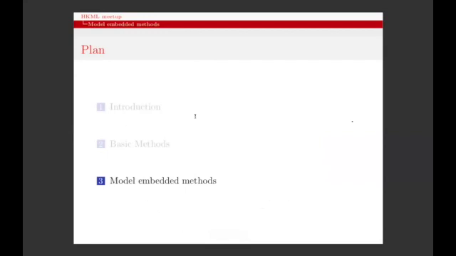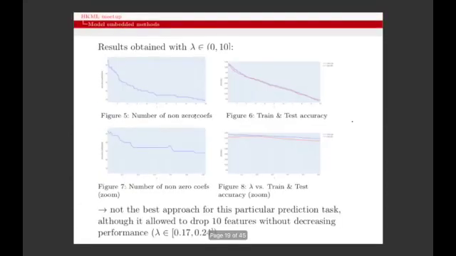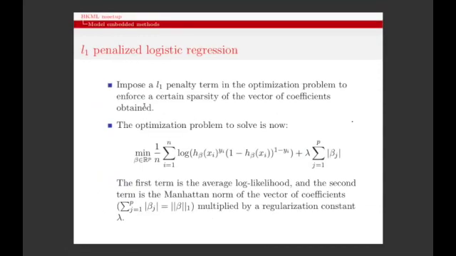So now I'm going to continue with the most important part of this presentation, that is model embedded methods, where we use the feature importance or define it while training the model. So a first approach that can be used is to impose L1 penalty while training, for example, a logistic regression. This enforces a certain sparsity in the vector of coefficients that is output.